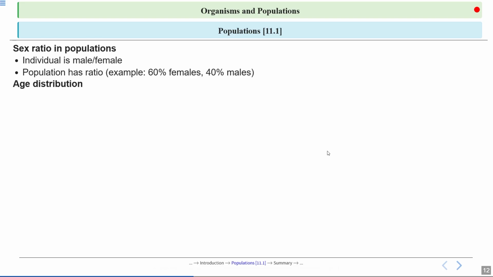Now let's talk about the age distribution. Age distribution can tell us a lot about the growth potential and stability of a population.